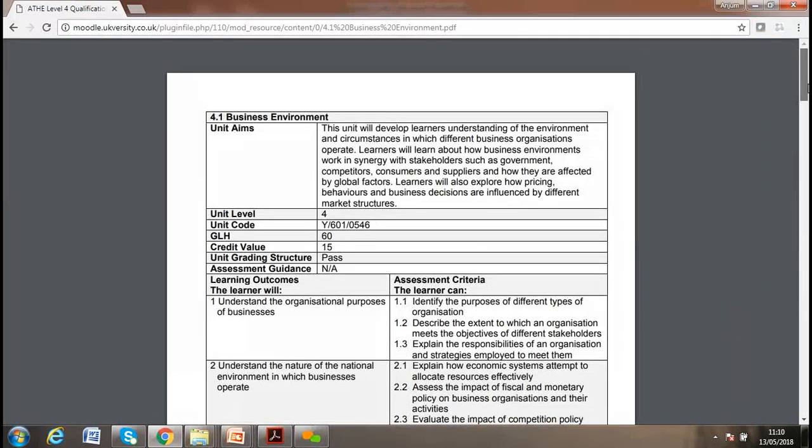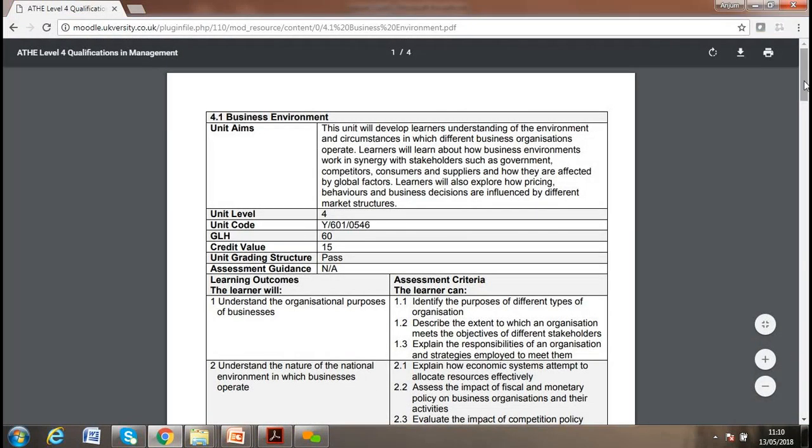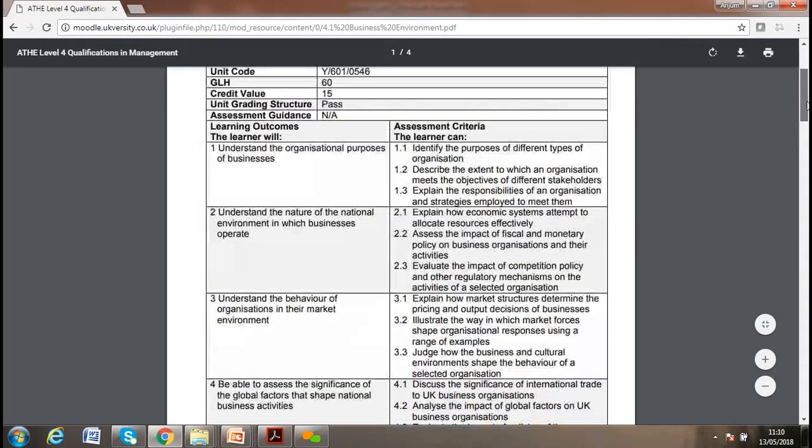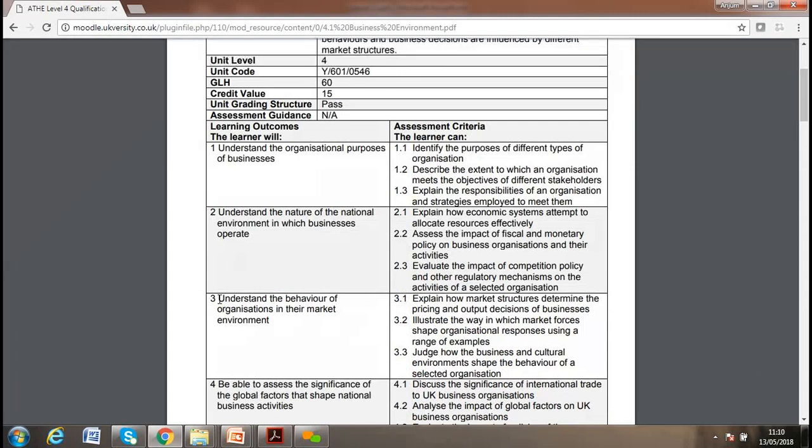Today we are doing the second lesson on Business Environment, Unit 2. That's your unit, business environment, where we are going to learn about LO2, and our discussion will be focused on LO2. Explain how market structure determines the pricing and output decisions of the business, illustrate the way in which market forces shape the organization's responses, and judge how the business and cultural environment shape business behavior.